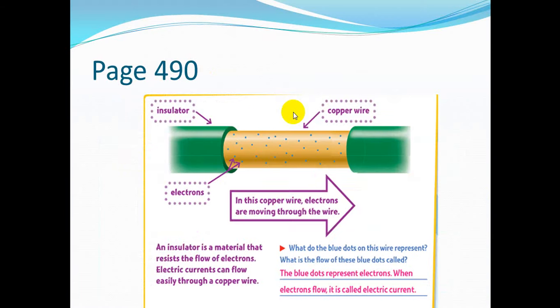So open page 490. Here we have a picture and we have a question. What do the blue dots on this wire represent, and what is the flow of these blue dots called? The blue dots act here in this picture as the electrons. So the blue dots represent electrons, and when the electrons flow from the negatively charged end to the positively charged end, it's called electric current.